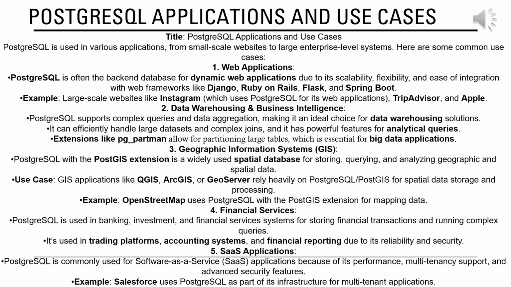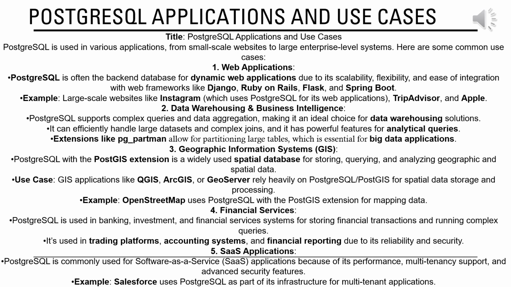It's often the backend database for dynamic web applications due to its scalability, flexibility, and ease of integration with web frameworks like Django, Ruby on Rails, Flask, and Spring Boot. Examples for this would be large-scale websites like Instagram, TripAdvisor, and Apple. The next one we're going to talk about is data warehousing and business intelligence. Basically, with this one, complex queries and data aggregations, making it an ideal choice for data warehousing solutions.